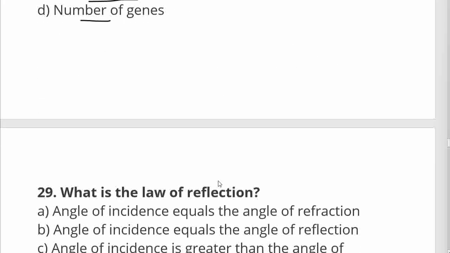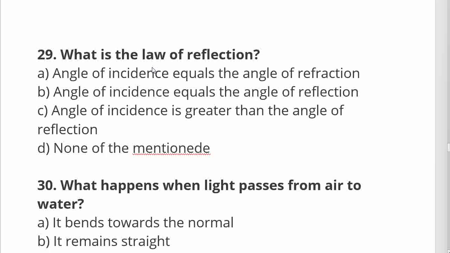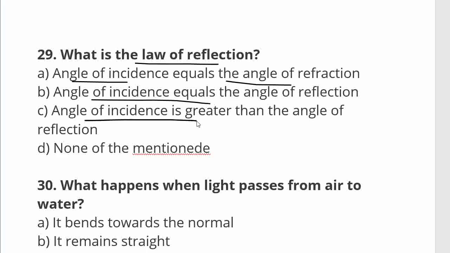Now the next question, what is the law of reflection? Options are A, angle of incidence equal to the angle of reflection. Option B, angle of incidence equal to the angle of reflection. Option C, angle of incidence is greater than the angle of reflection. And option D, none of the mentioned. The right answer is option B. Law of reflection is angle of incidence equal to the angle of reflection.